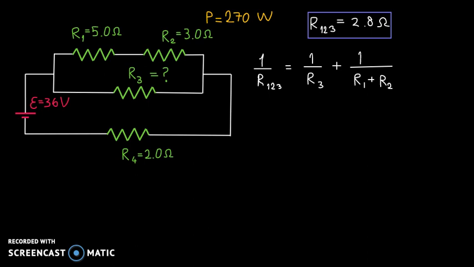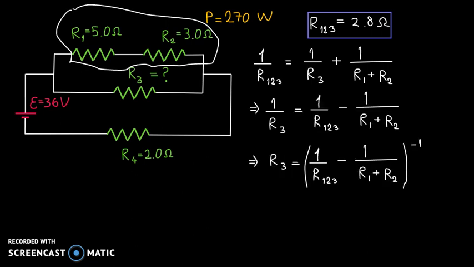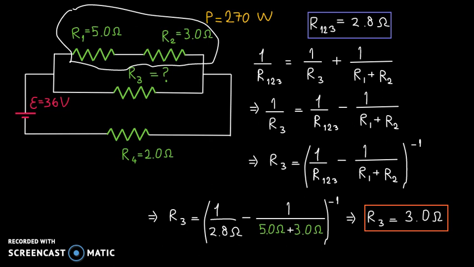So R1 plus R2 is the equivalent resistance of this group right here. So this is going to be R1 plus R2, and then it's connected with R3 in parallel, hence the use of the reciprocal formula for the parallel connection. Here I have isolated R3. Let's substitute the numerical values and calculate. We get R3 equals 3 ohms.